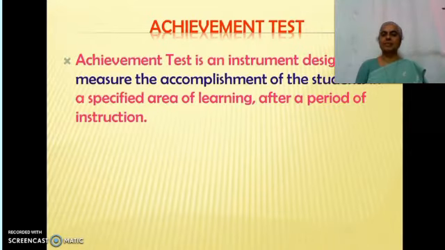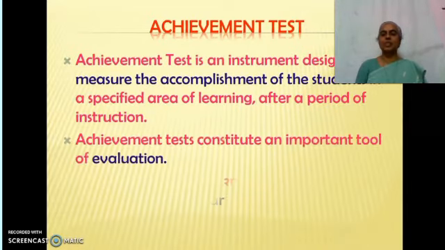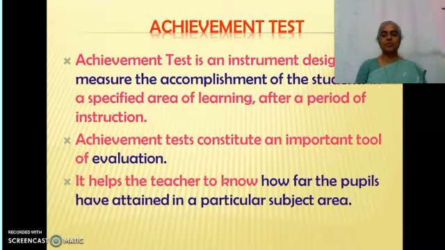Now, an achievement test is an instrument designed to measure the accomplishment of a student, maybe after a specified area of learning or a period of instruction. That means a teacher, after teaching the students a particular content or for a period of time, maybe for a week or a month or 3 months, conducts an achievement test to test how much the students have understood the subject matter, the content.